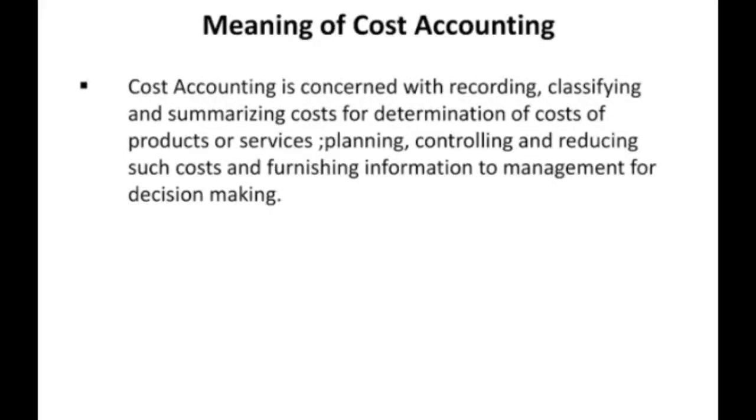So it comes out that the cost accountant has to make the decision and furnish it to the management: how the product should be produced and at what cost it should be produced so that it makes a reasonable profit for the company. So these are the functions of a cost accountant, and this is the main reason for doing cost accounting.